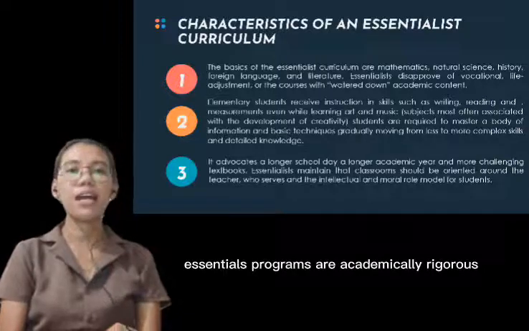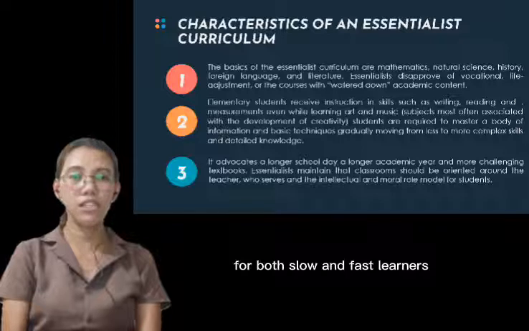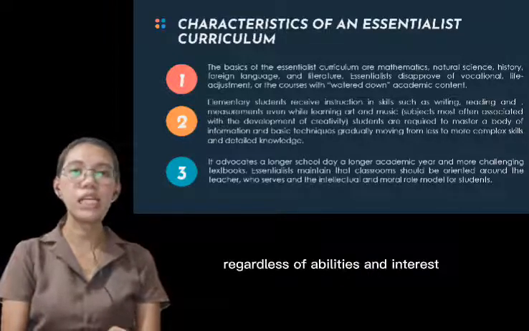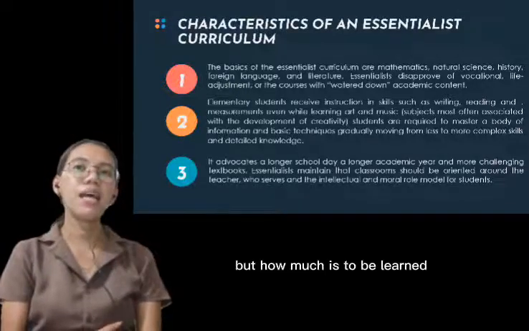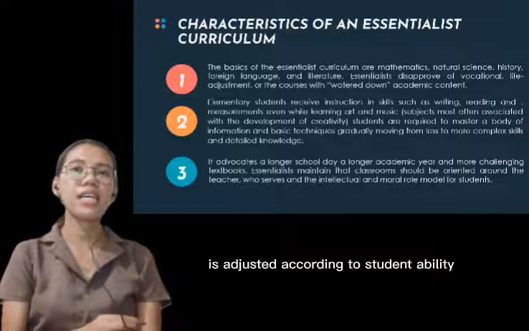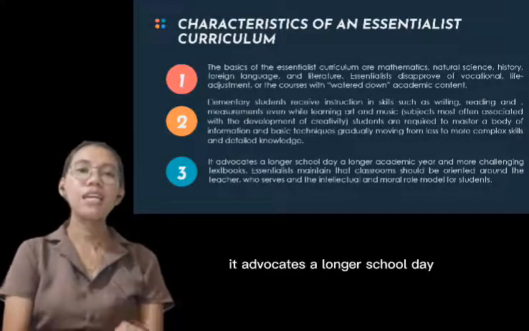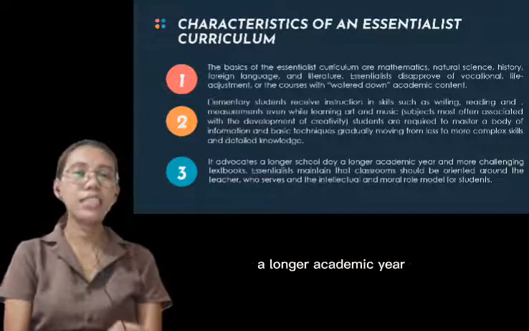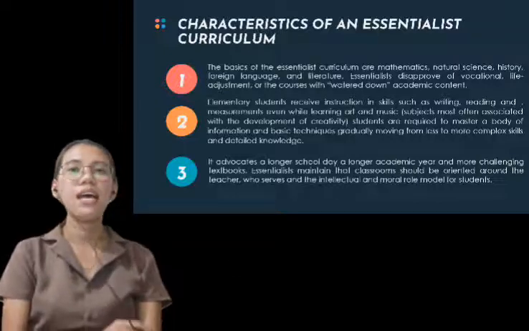Essentialist programs are academically rigorous for both slow and fast learners. Common subjects for all students, regardless of abilities and interest. But how much is to be learned is adjusted according to student ability. It advocates a longer school day, a longer academic year, and more challenging textbooks.